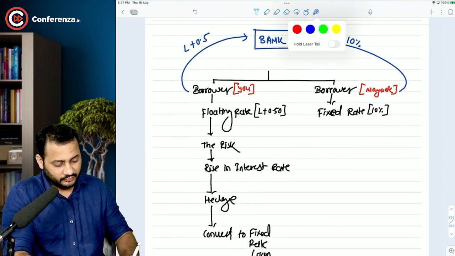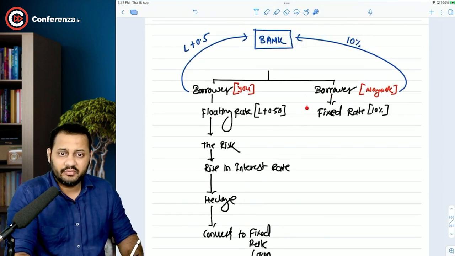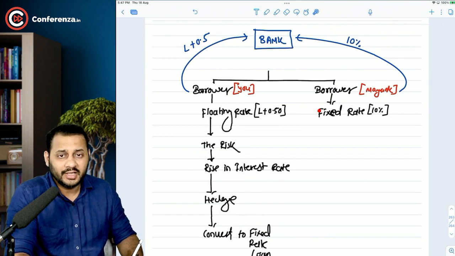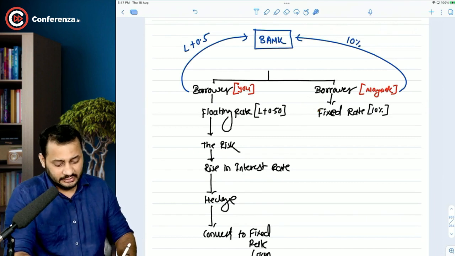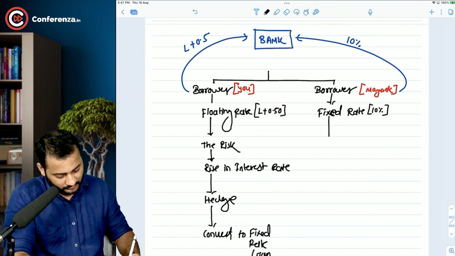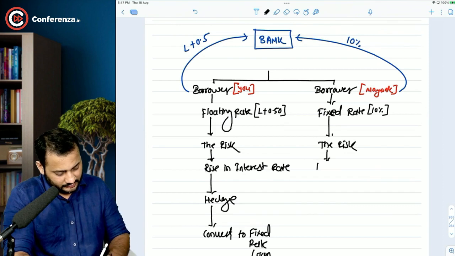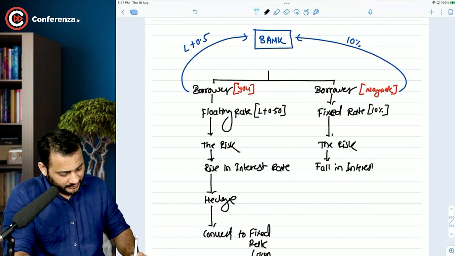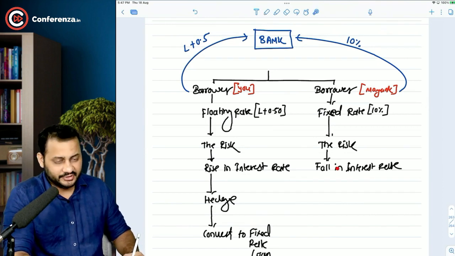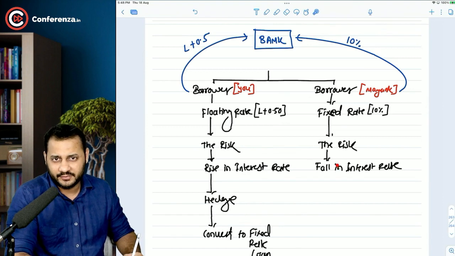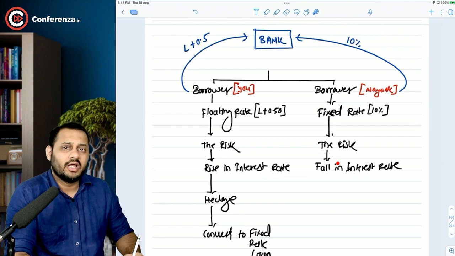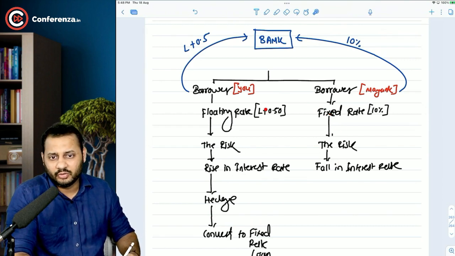Now let's talk from my angle. I am the borrower. I have taken a fixed rate loan. And my view for the future is that the rates are going to fall. The risk to me is falling interest rate. How come? Sir, I will tell you. Let's say, for example, next year the LIBOR goes down to 8%. So what will be the maximum payment that I would have made if I had borrowed at a floating rate? 8 plus 0.5, 8.5%.